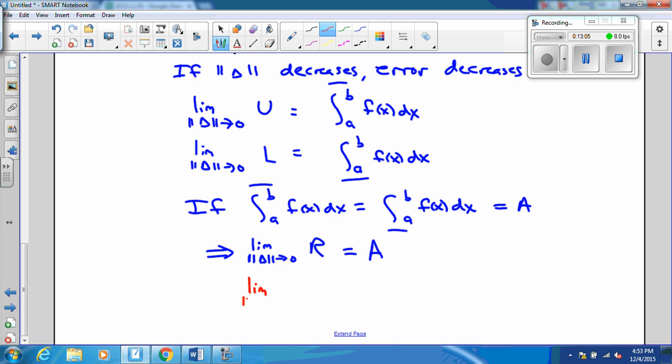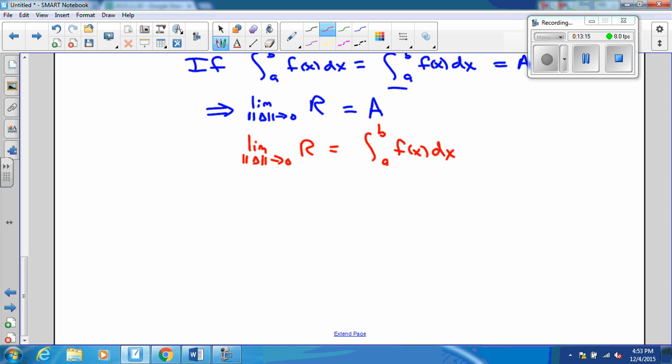Now, the notation that we're going to use for this then, the limit as the mesh size goes to 0 of my Riemann sum, is going to be the integral of a to b of f of x dx. Let me take a minute to explain that notation. Remember that the Riemann sum can be written as the sum from i equals 1 to n of f of ci delta xi.